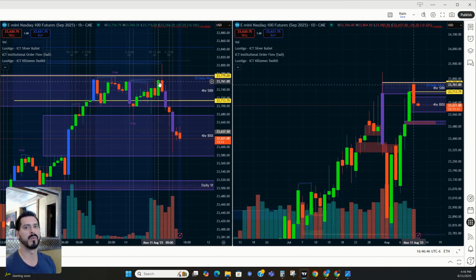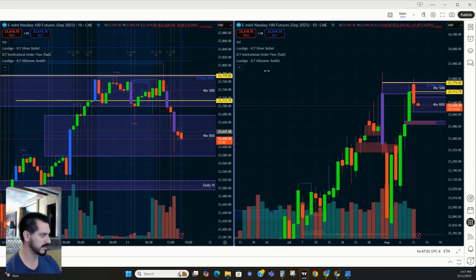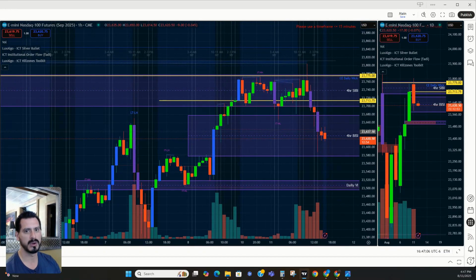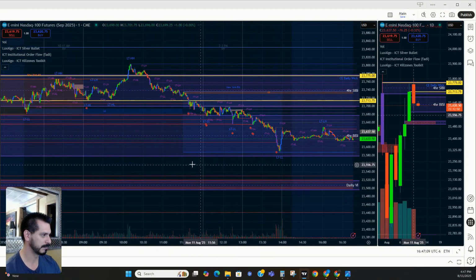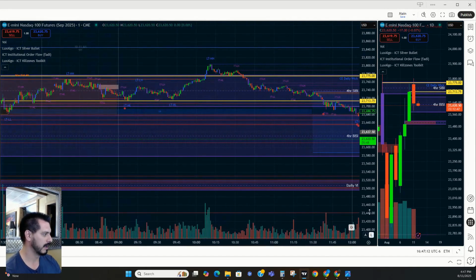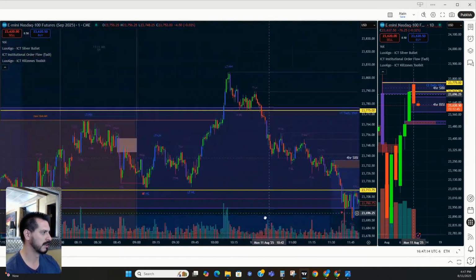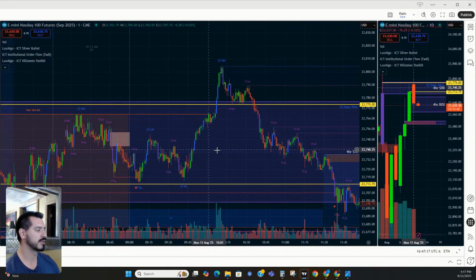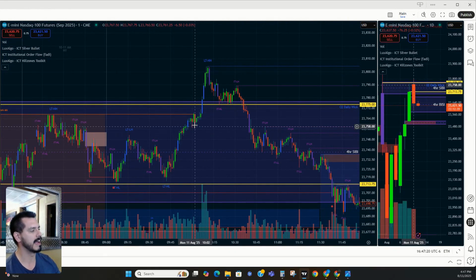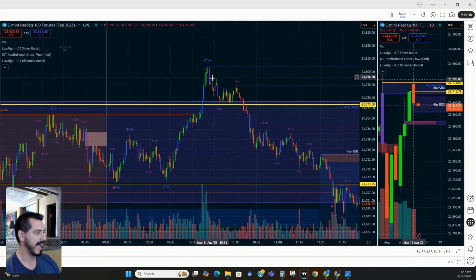I didn't know what I was going to trade, whether up or down. I didn't know until I let price show me. As soon as the price started reacting, you can really see the wick on the 1 hour here. That's when I went down to the 1 minute chart and started looking for my entry model. This was the wick in the higher time frames, and then it reacted and came back into the 4-hour.